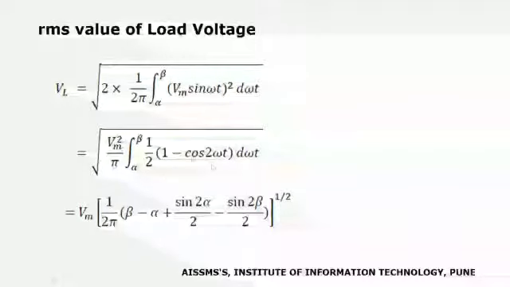After simplifying this equation, we'll get the final equation of the RMS value of the load voltage as Vm into bracket 1 upon 2 pi into bracket beta minus alpha plus sine of 2 alpha upon 2 minus sine of 2 beta upon 2, raised to 1 half. So all these terms will be under square root. So this is the equation of the RMS value of the load voltage for an AC voltage regulator which is providing power to the RL load.